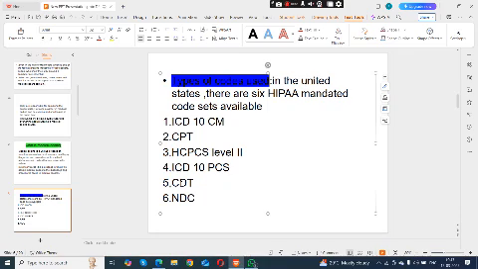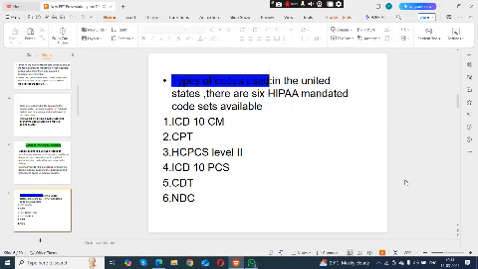And coming to the fifth one, CDT. CDT is nothing but Code on Dental Procedures and Nomenclature. So these are the codes we use in dental coding. And coming to the NDC, National Drug Codes. We use these codes to code drugs, the medications prescribed by the physicians. In those scenarios we can use these NDC codes. So there are 6 types of codes we can use in the coding system.